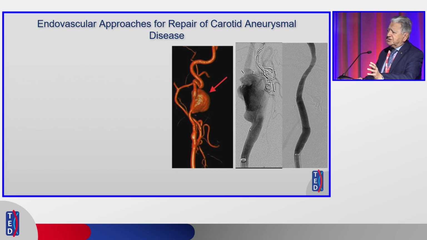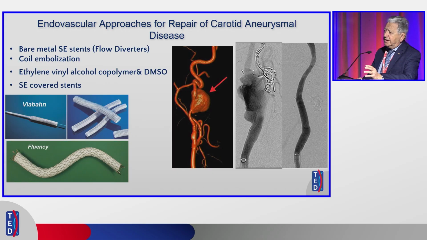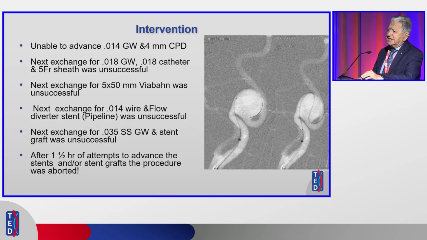So in the past, this is just one of the examples. This is what we're trying to accomplish. Either you coil embolize the external, and then you could put a bare metal stent, and you could put a balloon and Onyx. All kinds of scenarios exist. But we were planning to do a self-expanding stent, and Viabahn and Fluency were available at that time.